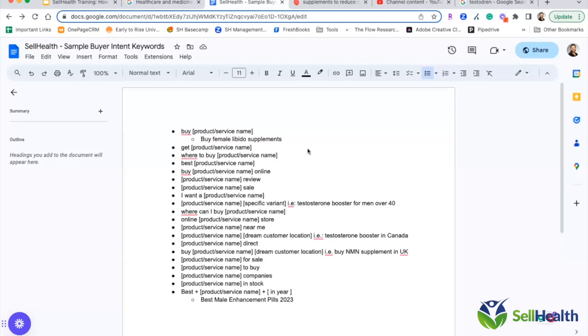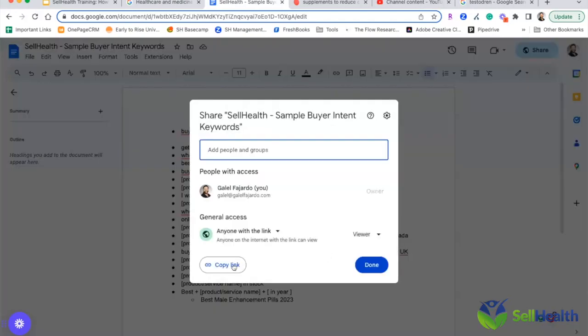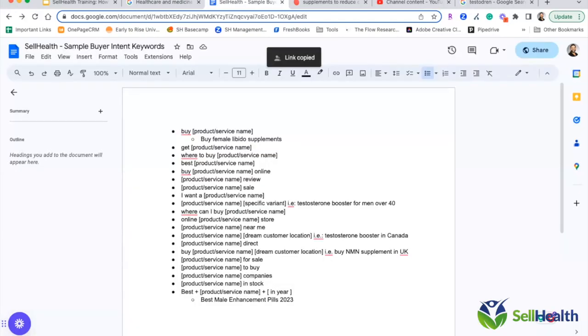So when it comes to these buyer intent keywords, I've got a list of them on the screen. I'm going to share this with everybody who is here, so I'm going to go ahead and drop that into the chat. These are a list of sample buyer intent keywords.